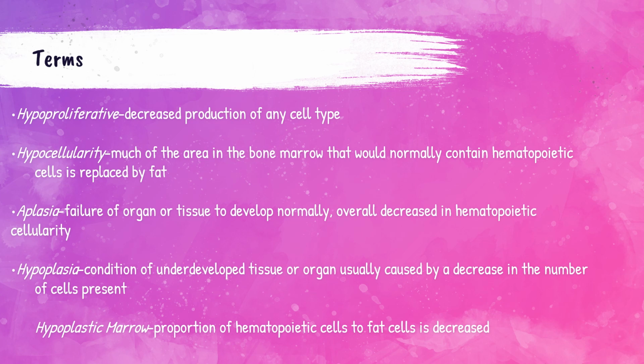Aplasia is a term that in general means the failure of a tissue or organ to develop normally. In terms of the bone marrow, this means that there is not a functioning marrow. There's an overall decrease in hematopoietic cellularity. Hypoplasia is a term that means that there is a lack of cells present in an organ or tissue. So in a hypoplastic marrow, there's a lack of cells. And this is caused by the proportion of hematopoietic cells to fat cells being decreased within the bone marrow.